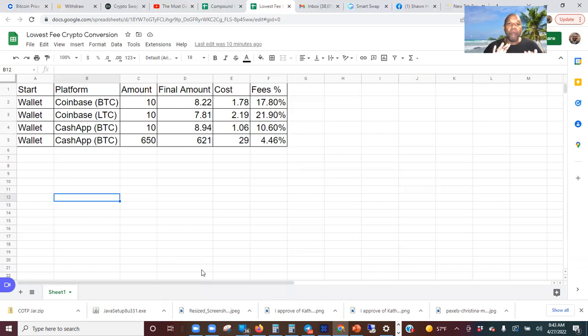Because here's the deal, guys, it doesn't matter what platform we're on, it doesn't matter what project we're on, or how much money we make. If we don't take care of the fees, then the fees will take care of us, and we will lower the amount of money that we actually receive. It's not how much you make, it's how much you keep.